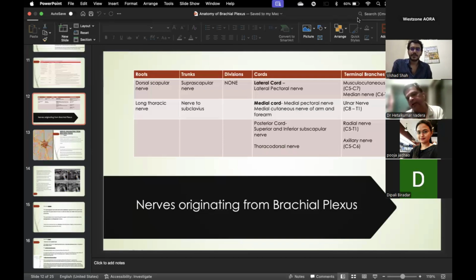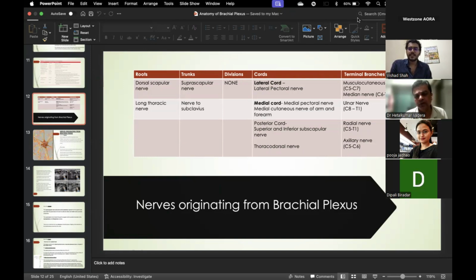Where will you block the radial nerve? Sir, it is above the elbow before it is bifurcating into the superficial as well as the deep branches. Very good. Excellent. So what is the cutaneous innervation of the forearm? Is it supplied by radial, median, and ulnar, or something else? Sir, all the three nerves, sir.